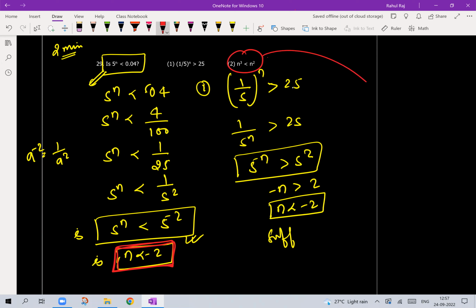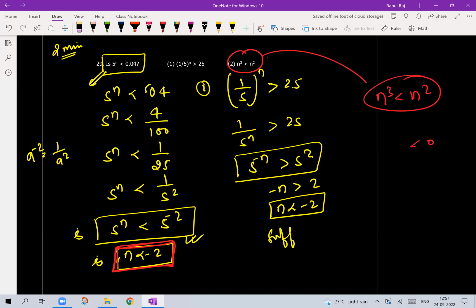Second says what? nq is less than n square. What does this mean? Now don't blindly start solving it, that is, nq minus n square less than 0. If you solve it, eventually you'll get the same answer.